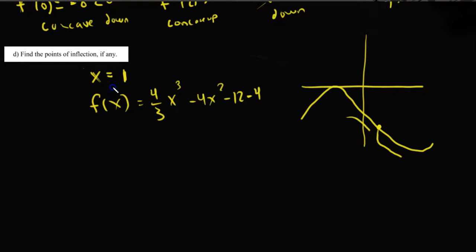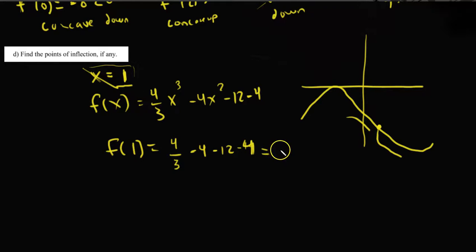So we take the critical value that we found from finding the zero of f double prime, and we plug it back into our first equation, the one that we didn't take any derivative of, and we find that f of 1 is equal to 4/3 minus 4 minus 12 minus 4. So we get negative 19 and a third. That's our inflection point.